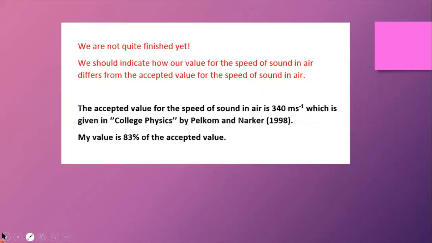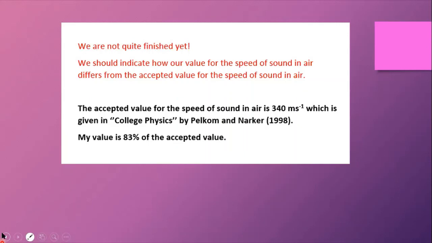Okay, but we're not quite finished yet. We should be indicating how our value for the speed of sound in air differs from the accepted value. And we should, towards the end of our practical, have some kind of statement like this: the accepted value for the speed of sound in air is 340 meters per second, which is given in College Physics by Pelcom and Narka, 1998. Okay, and my value is 83% of the accepted value. Fine.